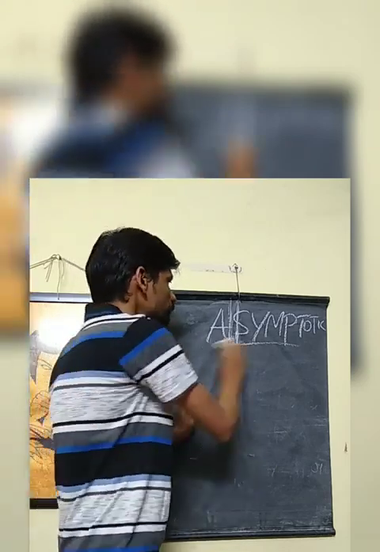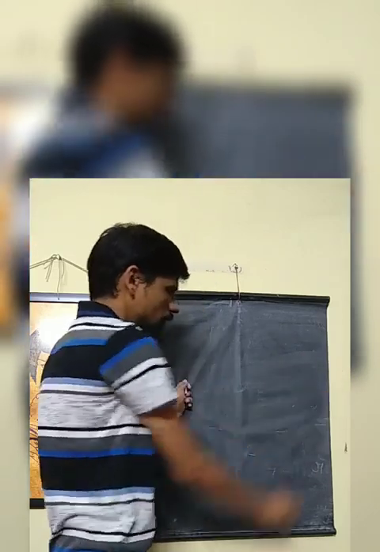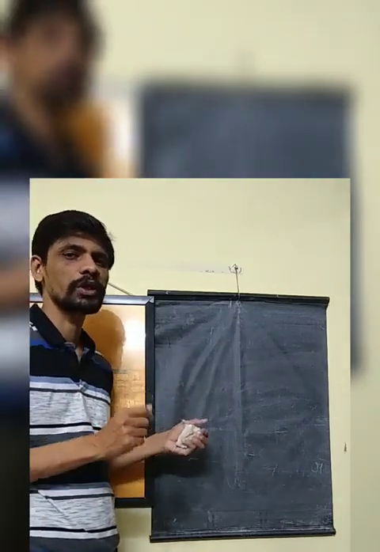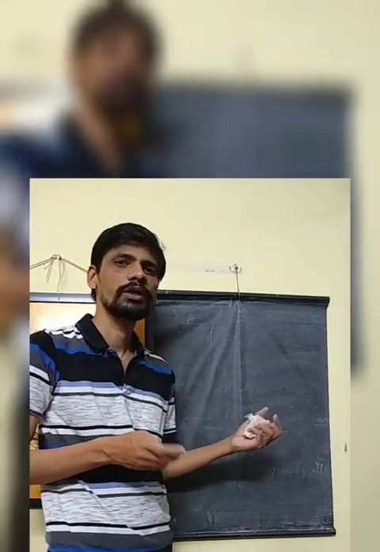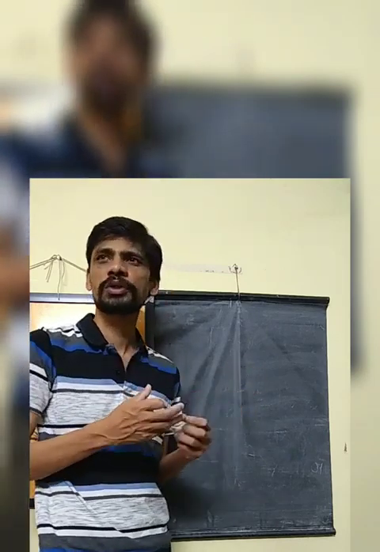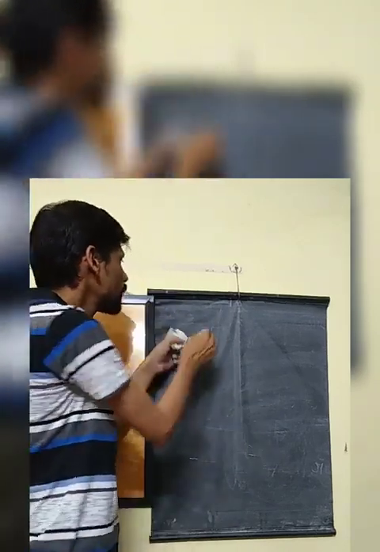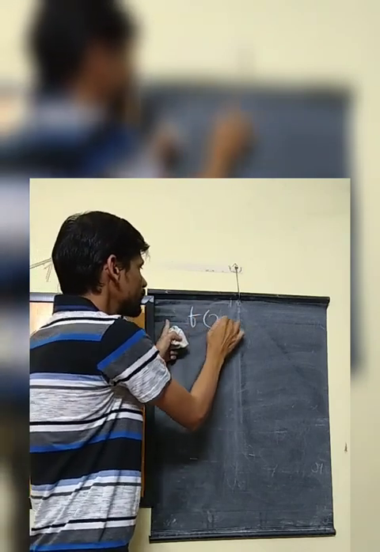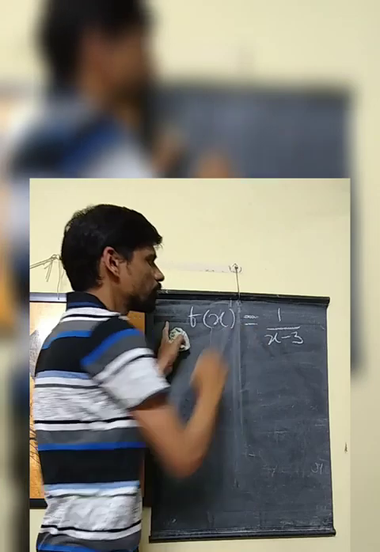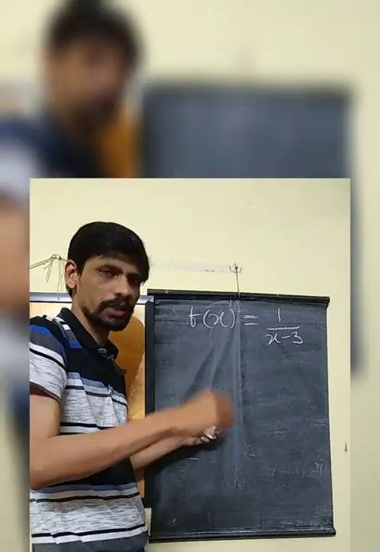Now what we will do is try to identify the vertical and horizontal asymptotic lines for a given function f of x, so that it will be much clearer and good to learn. So the first example: f of x equals 1 by x minus 3. This is the function of that curve.